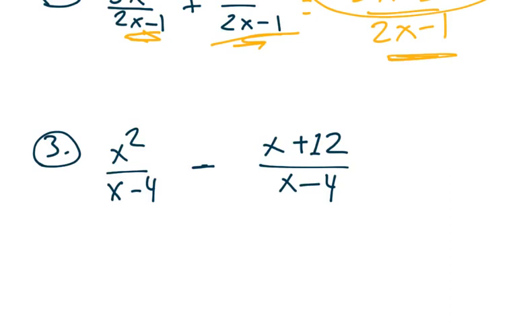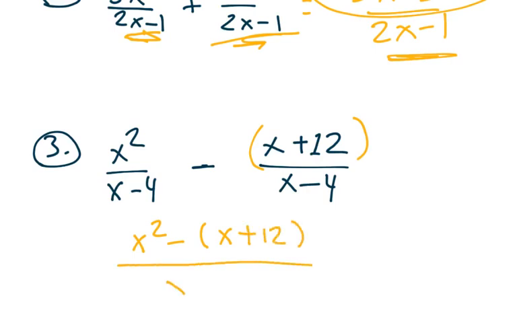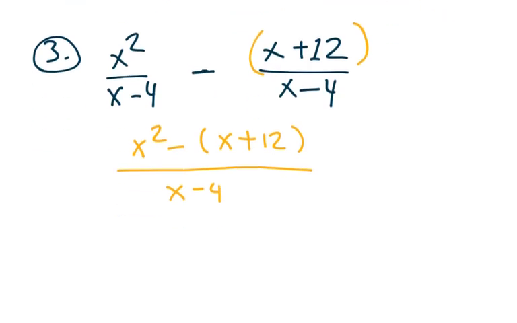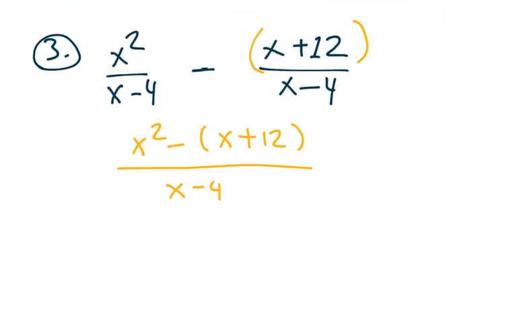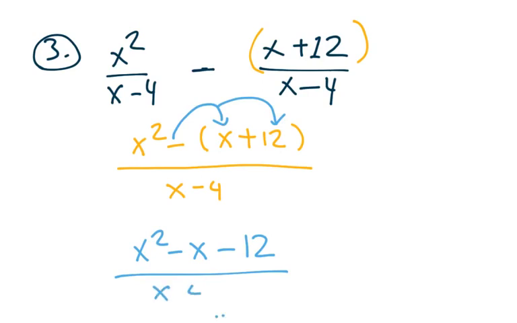When we subtract, it's the same thing. The only thing we have to realize is that when I say x plus 12 here, that is a quantity x plus 12. So when it's all over x minus 4, I do have to put it in parentheses, which I hope you see means that we have to distribute. So this leaves me with x squared minus x minus 12 over x minus 4.